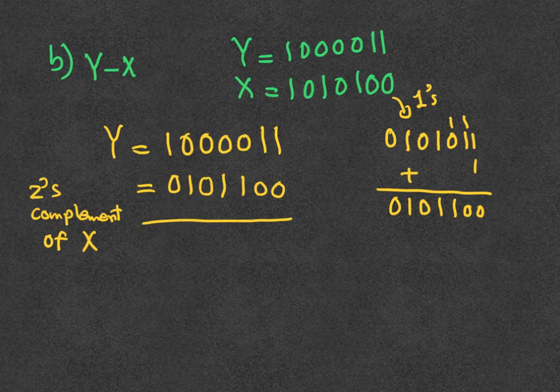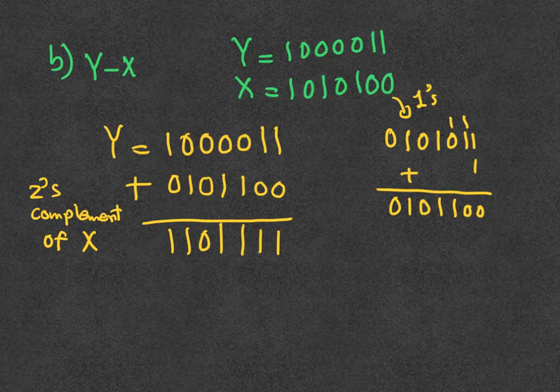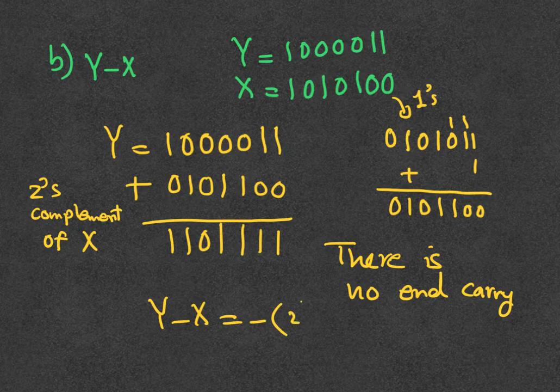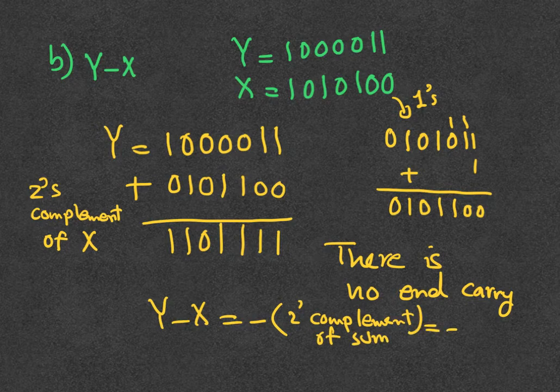So you add these two numbers, you get 1 1 1 1 0 1 1. There is no end carry. What you get for the answer is that y minus x is minus the 2's complement of the sum. So you get minus 0 0 1 0 0 0 1.